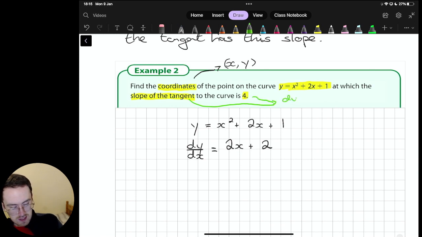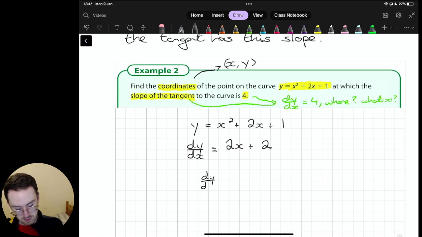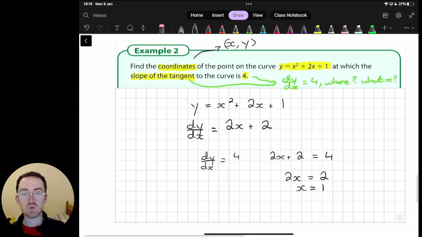I'll write it up here: slope of the tangent to the curve is 4. And that really means dy dx is equal to 4 where? Or at what x? So we're looking for the x value when dy dx is equal to 4. Let's make that really clear: 2x plus 2 is equal to 4. And then we're just doing some algebra, and we find that x is equal to 1.